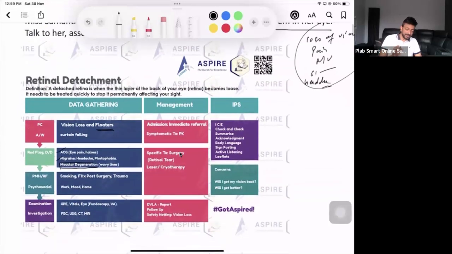Okay, so what we are doing: patient has got curtain falling like feeling. I'm going to elaborate that a bit more. Is it all of a sudden or was it gradual, doctor? All of a sudden it happened. And then I'm ruling out some differentials. I'm asking some associated symptoms as well.